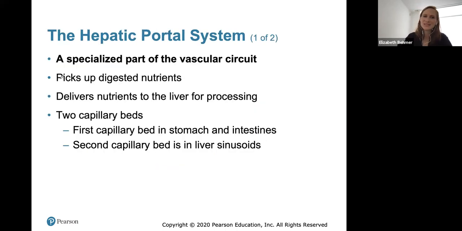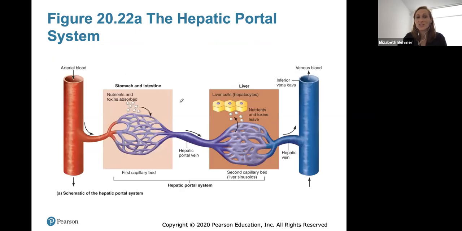The hepatic portal system, you'll get this in physiology. This is a specialized part of the vascular system. It picks up digestive nutrients and takes them to the liver for processing. So it takes the digestive nutrients around the digestive organs and takes them for the liver. And we call this whole system the hepatic portal system.